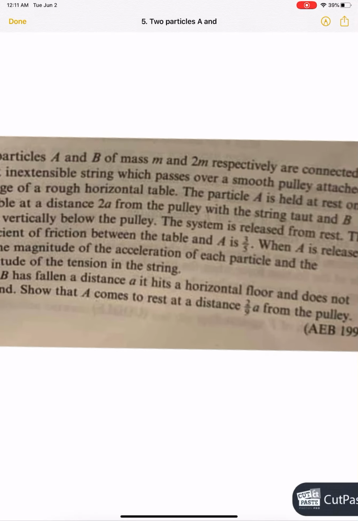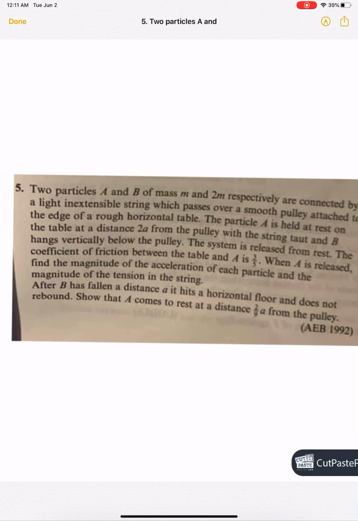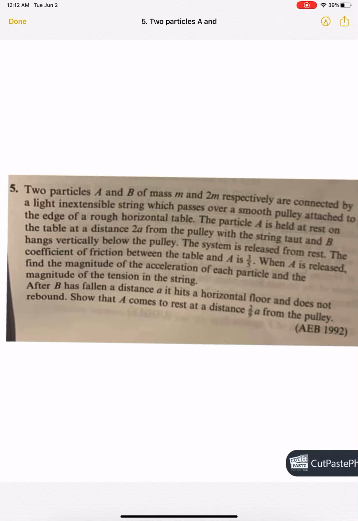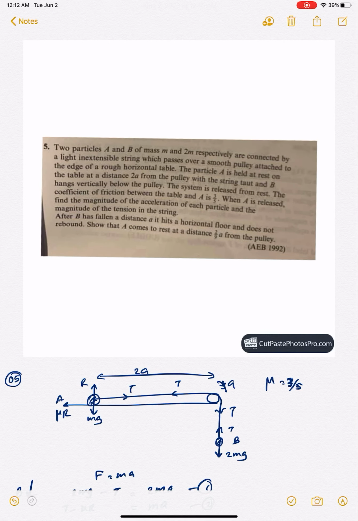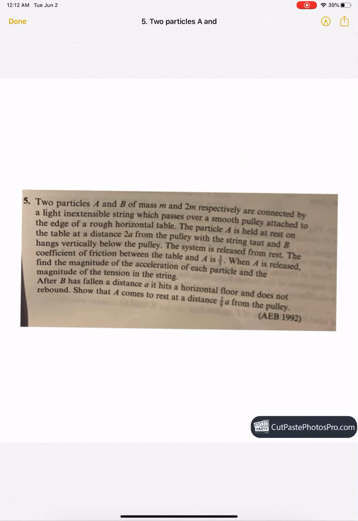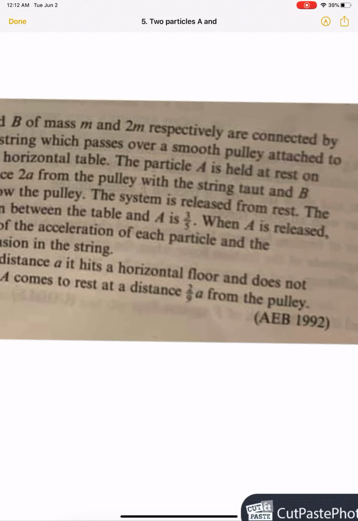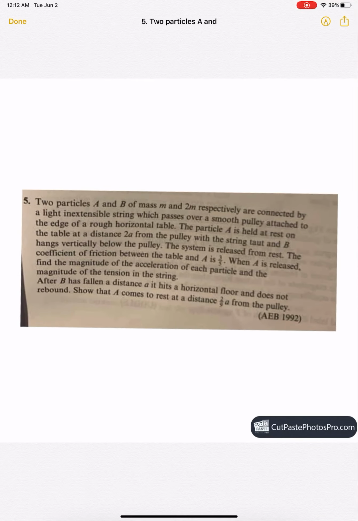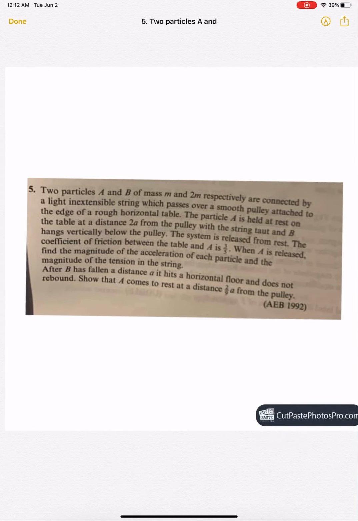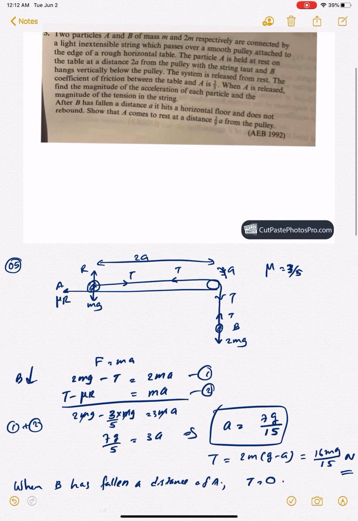You can see here it's 3/5, and they say when A is released, you need to find the acceleration and the tension. In the subsequent motion, after B has fallen a distance of a, it hits the floor and does not rebound. So we need to show that A finally comes to rest at a distance of 2a/9 from the pulley. So this is what the question is all about. Let me show you the diagram first. So here is my diagram.